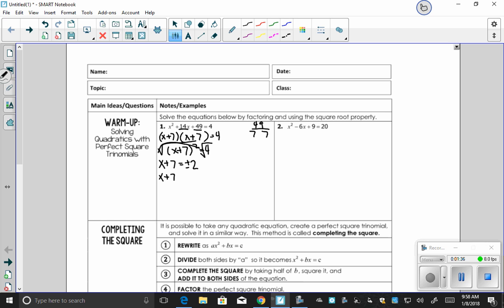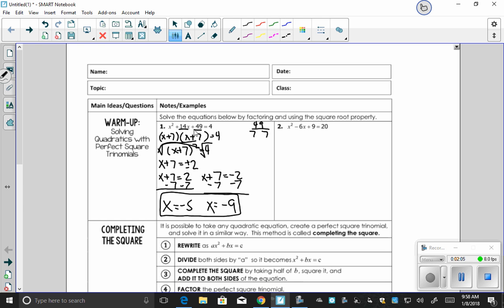X plus 7 equals positive 2. X plus 7 equals negative 2. Subtract 7 from both sides, and I get x equals negative 5. Subtract 7 from both sides, x equals negative 9. That is how you do this problem.